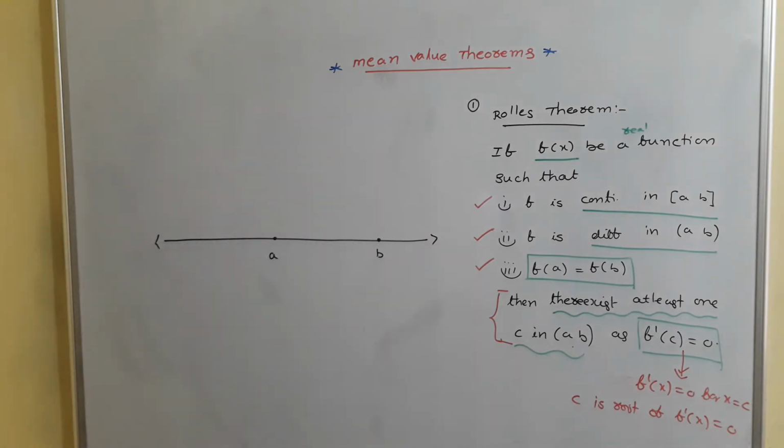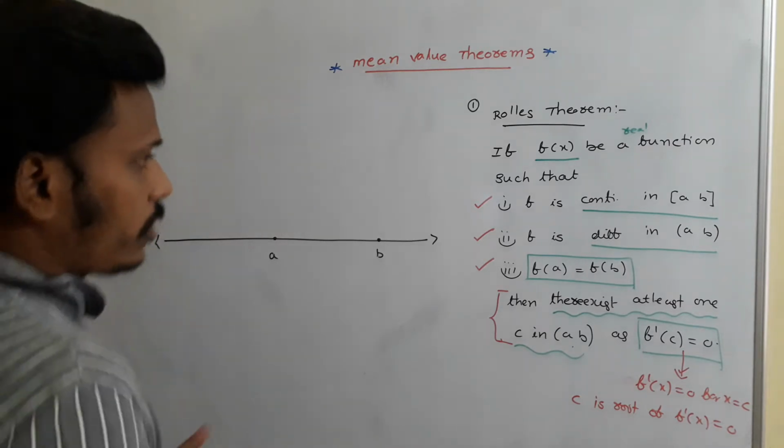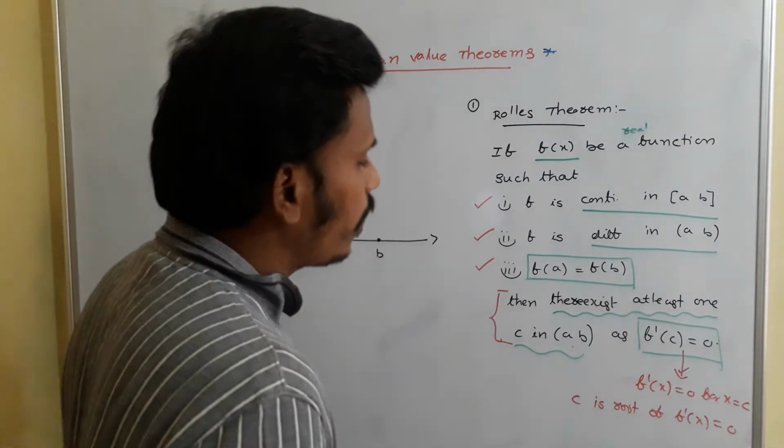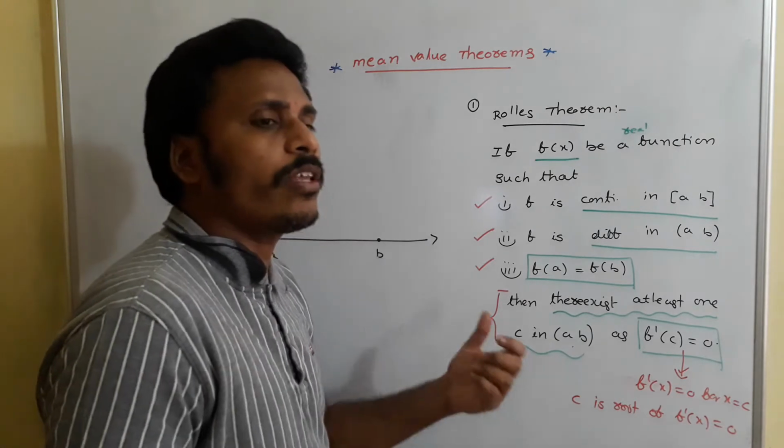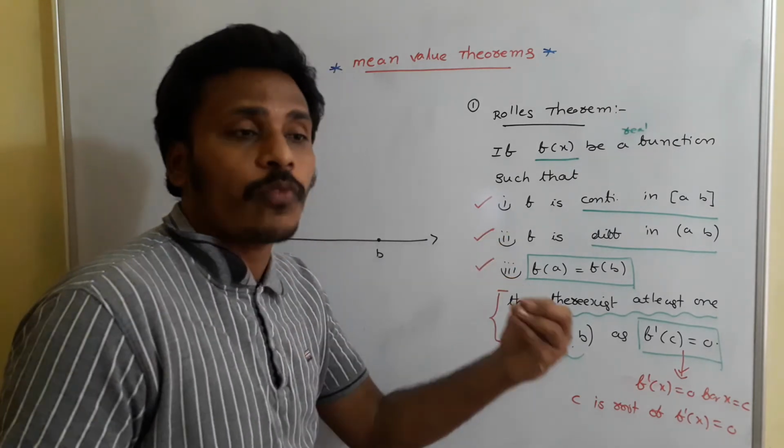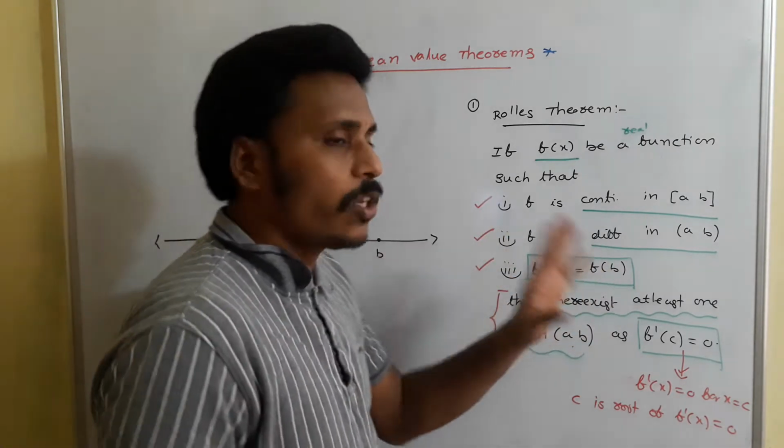f is continuous means the graph of f is continuous. f is differentiable in the interval a b. That means at every point in between a b, the derivative exists for the given function. And f of a is equal to f of b.